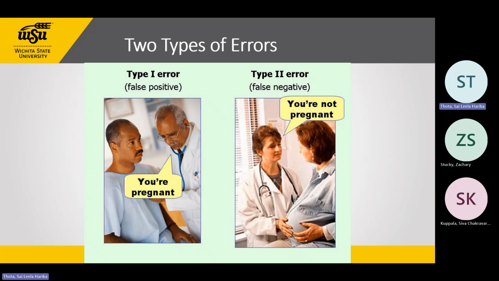Type 1 error is a false positive. So the doctor is saying that the man is pregnant. And for the type 2 error, the woman is pregnant, but the doctor is saying she is not pregnant. So this comes under type 1 error and type 2 error.